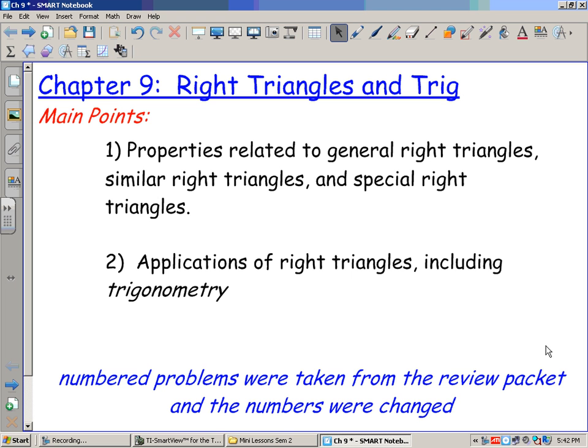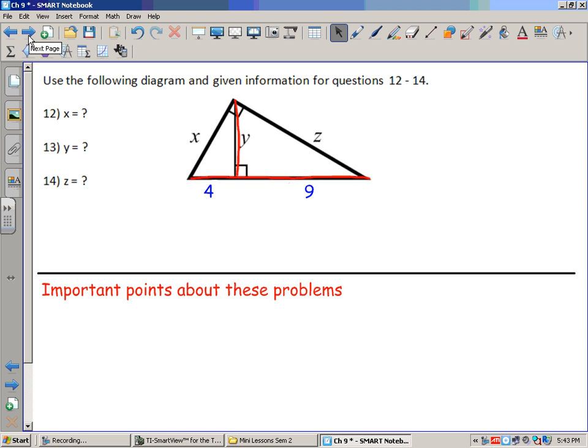All right, so feel free to pause at any time. Again, I will be going through this quickly because you do have the ability to pause. So if you think I'm going too quickly, just stop it, rewind, and watch it again. All right, so use the following diagram and given information for this problem.